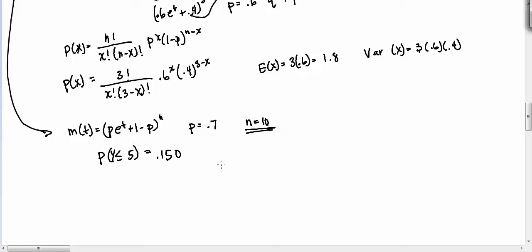Yeah, that was just straight up table lookup and another application of this moment generating function.